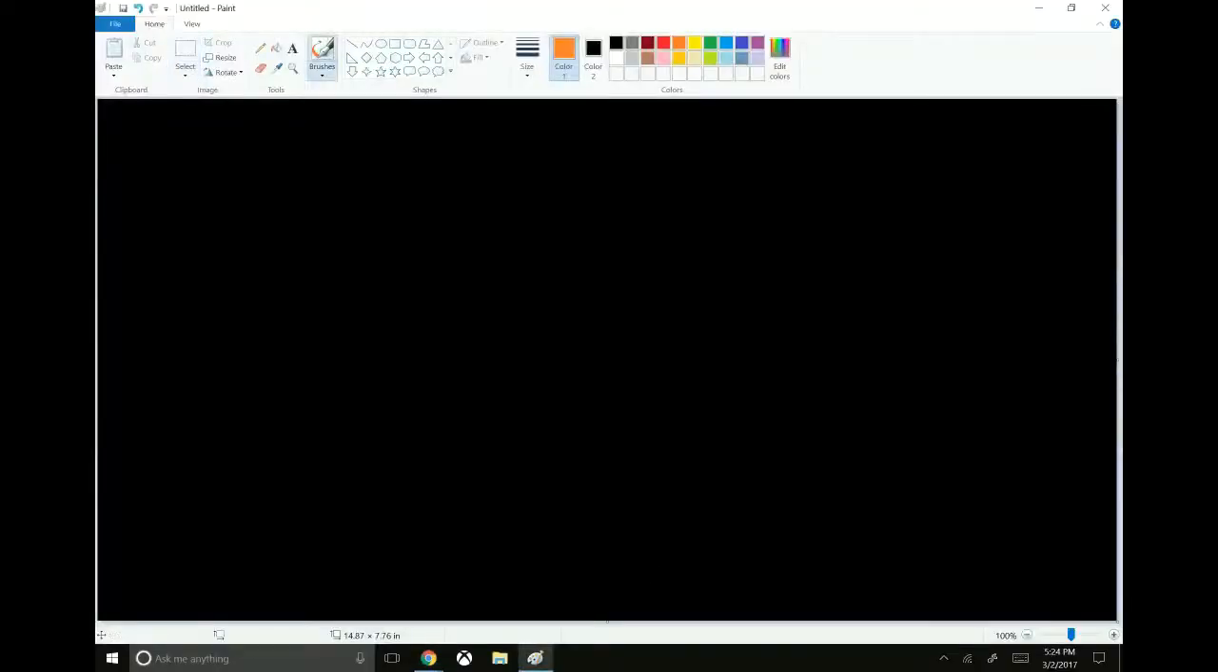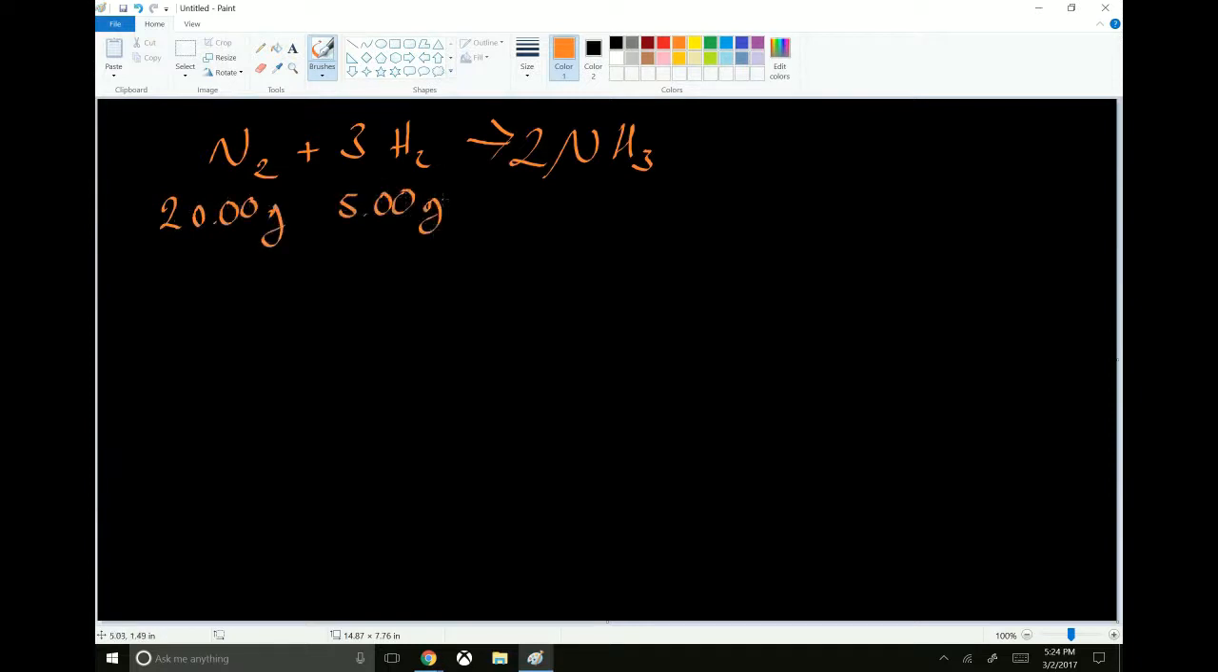Let's go ahead and write out and balance the reaction. So nitrogen plus hydrogen yields ammonia. Balanced, we have 20 grams of nitrogen, 5 grams of hydrogen. How much of this can we make? So step 1, convert to moles. So divide 20 by 28.01 grams per mole. That's the molar mass of molecular nitrogen.